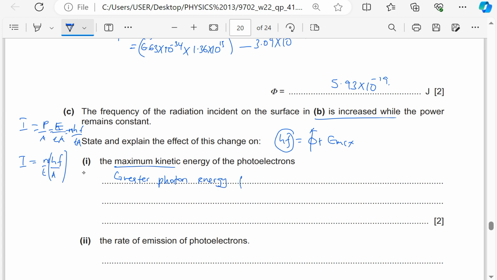There's greater photon energy for the same work function, because work function depends on the metal. If it's the same metal, it is the same work function. For the same work function, the maximum kinetic energy is increased.